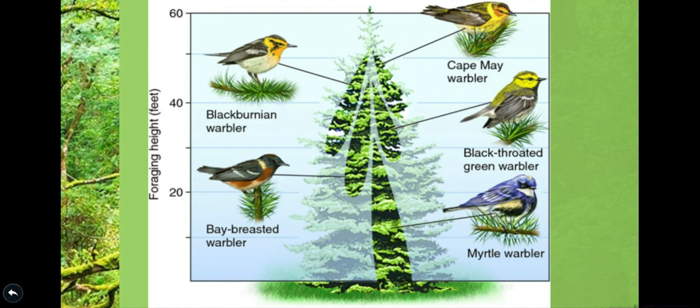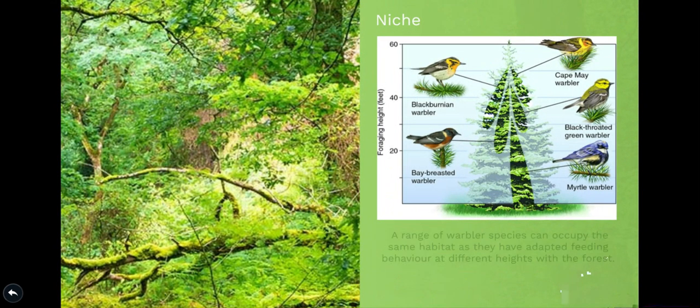But what's really important here is that these 2 warblers don't overlap. They don't come into contact with each other, they don't compete for resource. So what we can understand is a range of warbler species can occupy the same habitat as they've adapted feeding behavior at different heights within a forest. And this can relate to deciduous forest, it can relate to the savanna, it can relate to tundra. It's really important that we understand that feeding behavior is important when it comes to niche.